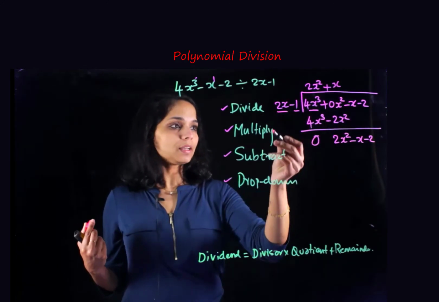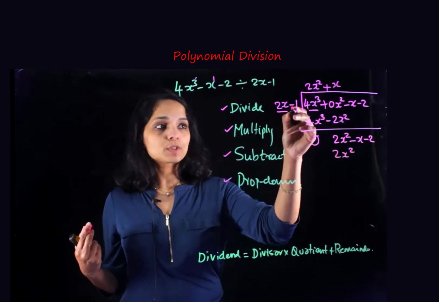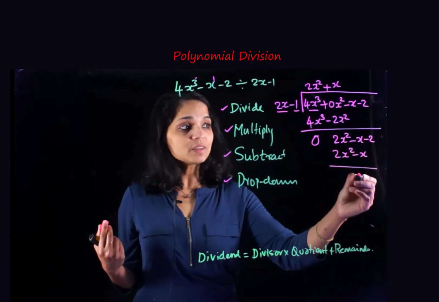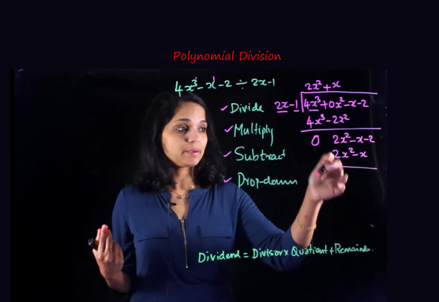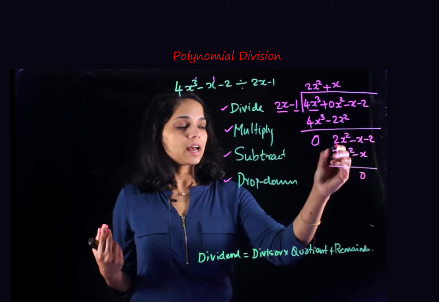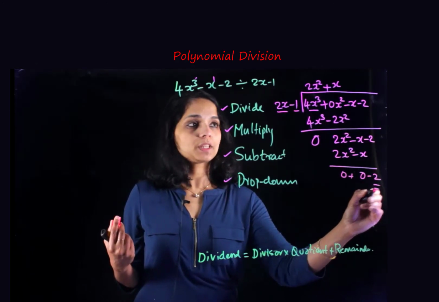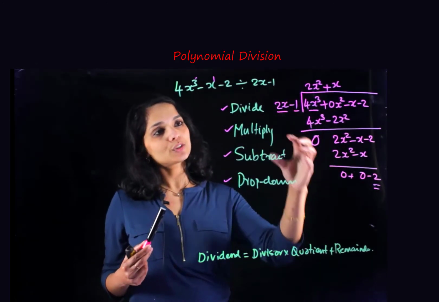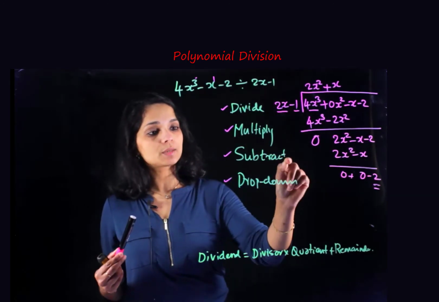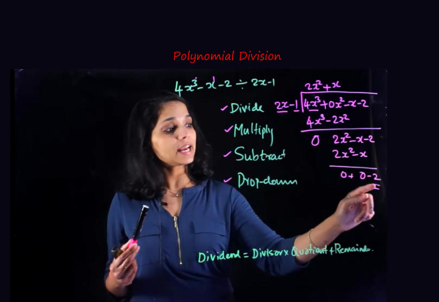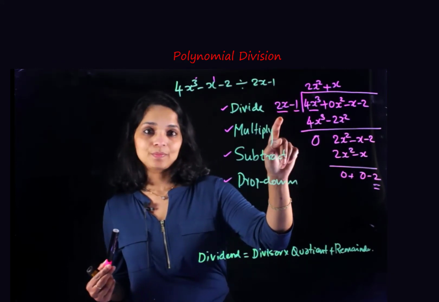Now you multiply: x times 2x is 2x squared, and then x times minus 1 is minus x. Then we subtract these: minus x minus minus x, subtracting the same thing, so you'll get 0, and then 2x squared minus 2x squared is 0, and drop down the last thing, which is minus 2. So this is how we do the long division. We're pretty much following the same process as in the long division of numbers: division, multiplication, subtraction, and drop down, until we end up with a number which has a lesser degree than the first term in the divisor.